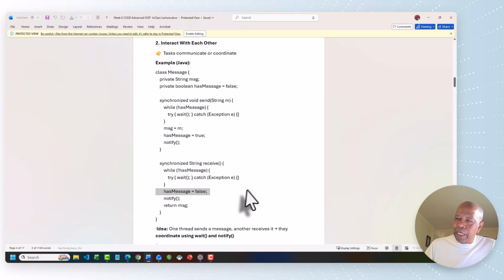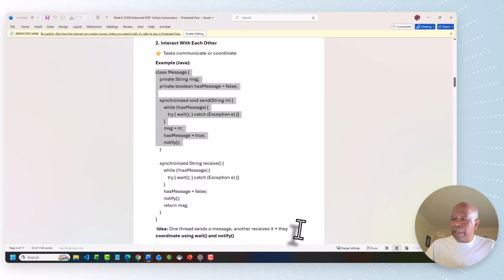So I received the message. I'm now setting off the counter that says, okay, I received it. So my state of being, I'm going to notify my sender that I'm ready for the next message. That's what's being done here. So this is the receiving side. This is the sending side.